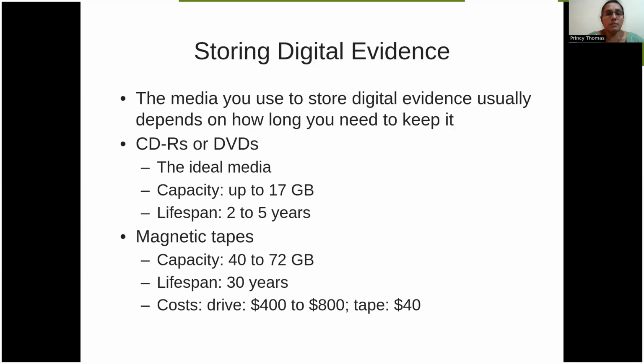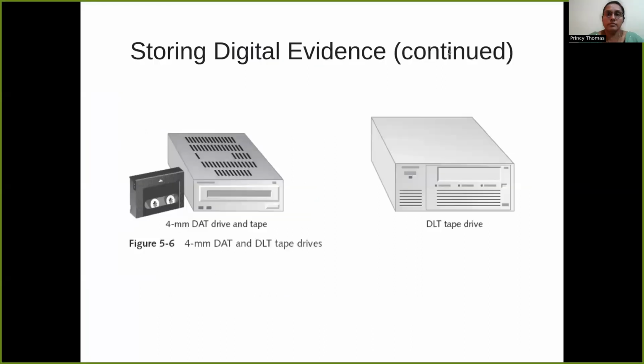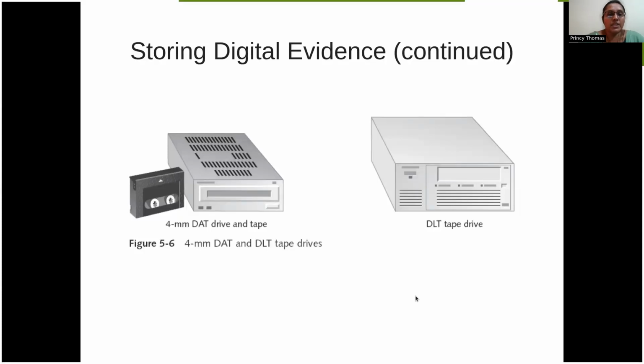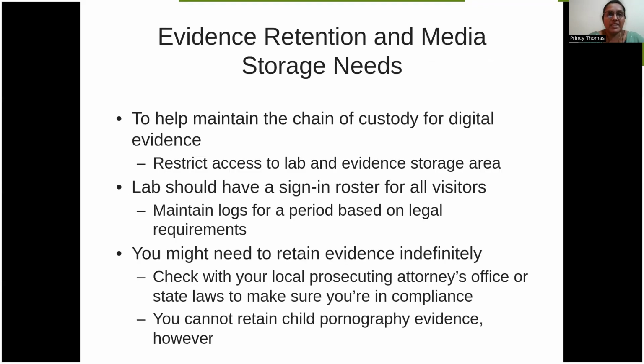When we store the media, it depends on how long we want to store the evidence. So CD-Rs or DVDs, this is the ideal media, with capacity up to 17 GB and a lifespan of 2 to 5 years. So when we are making copies, this is a good option. Now, if we have large amounts of data, then we might use magnetic tapes. These are some of the tape drives which are used for storing the digital evidence that is collected in a particular place.